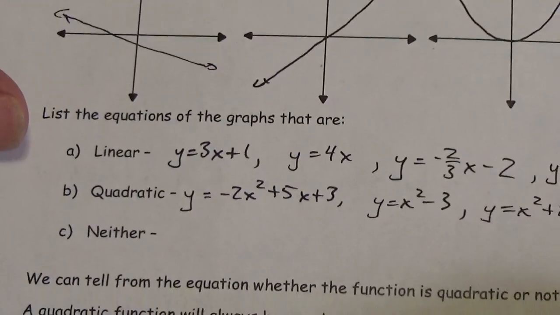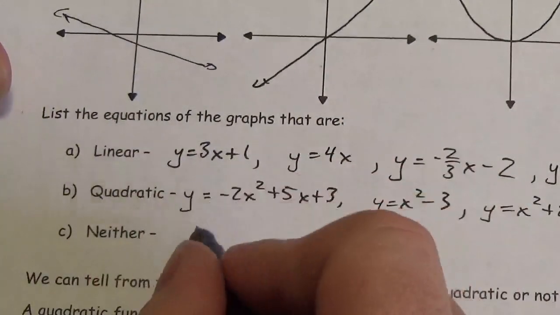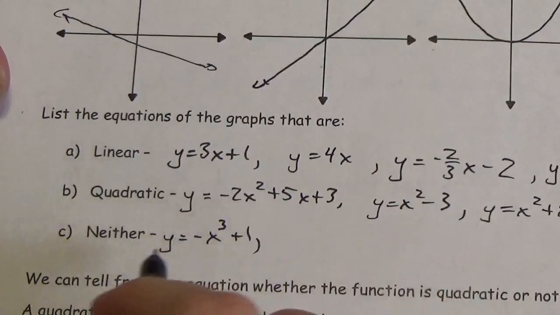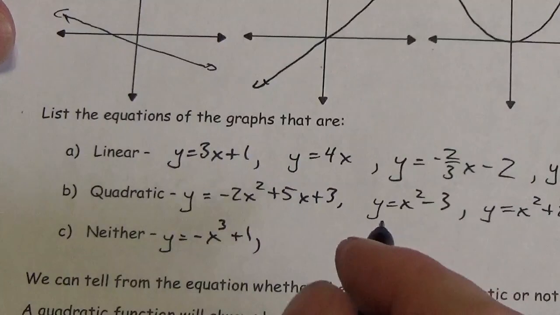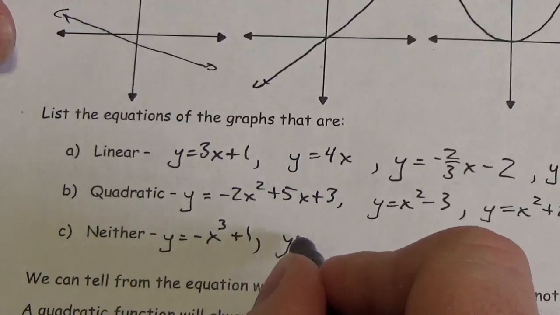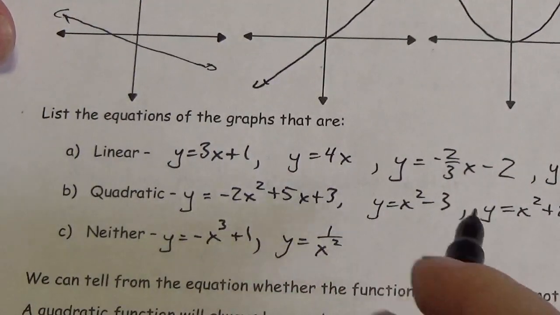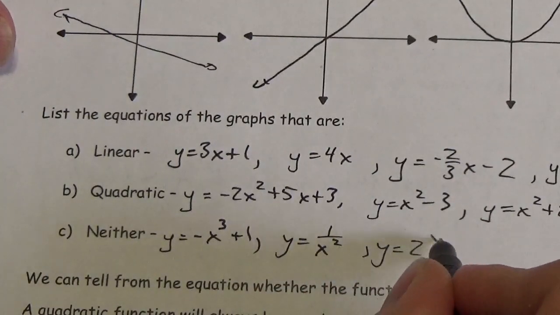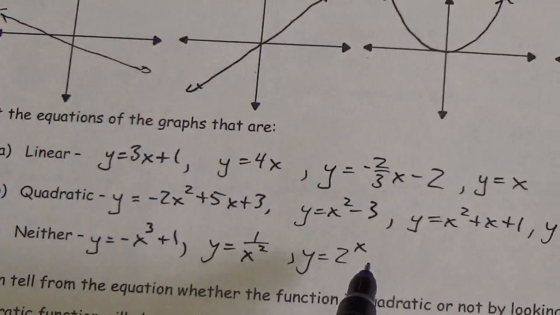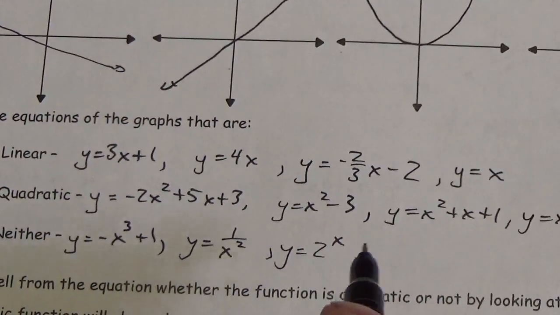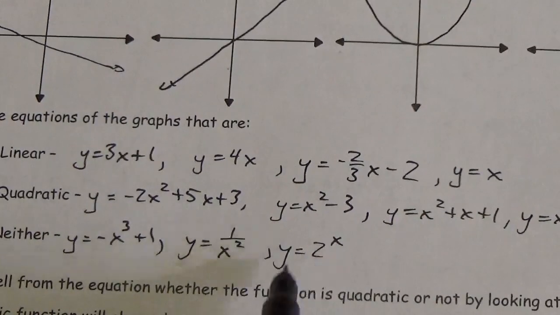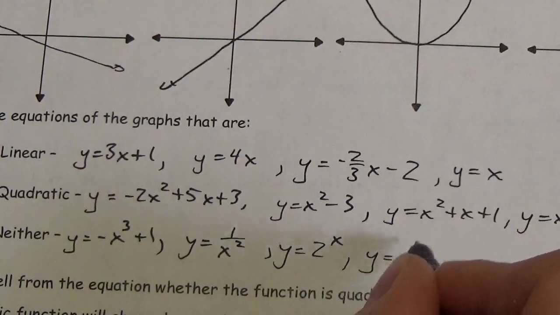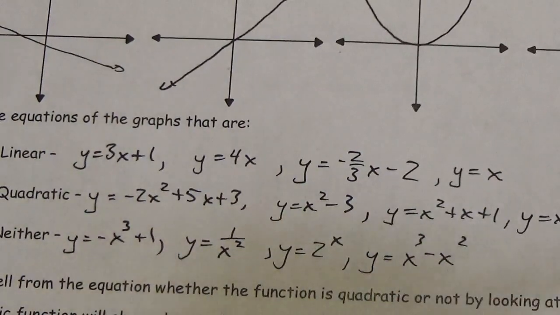And then the graphs that were neither linear nor quadratic: negative x cubed plus 1, and you can even hear it when I describe that's different. The other one was y equals 1 over x squared. Okay, we'll talk about that in just a second here. Y equals 2 to the x. And even when we got to this one right here, that one looks substantially different, and we even talked about that. That's what we call exponential. And then this other one here, y equals x cubed minus x squared.